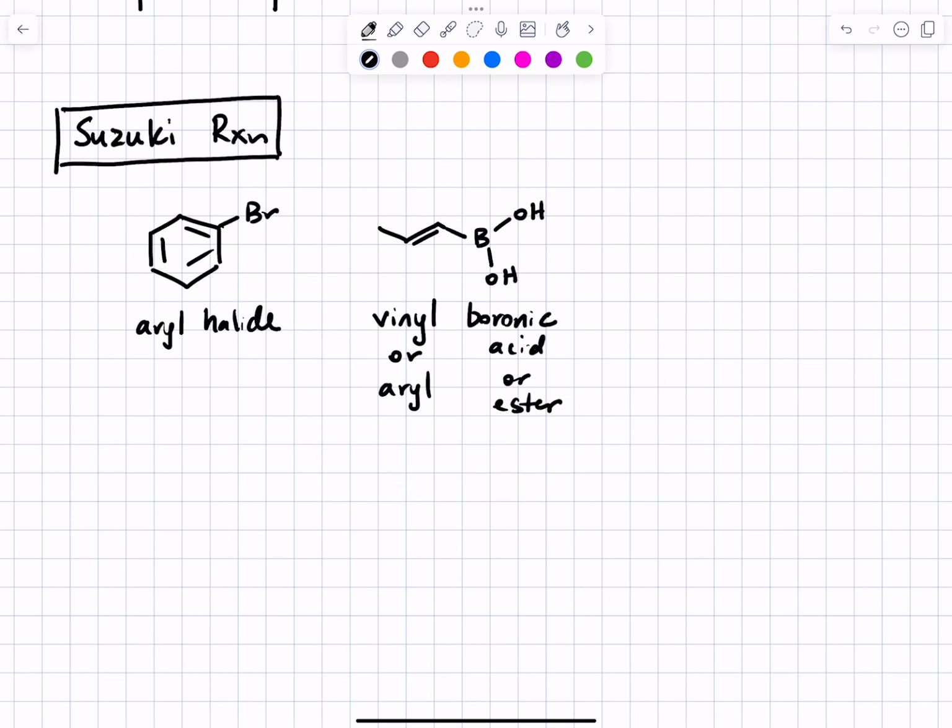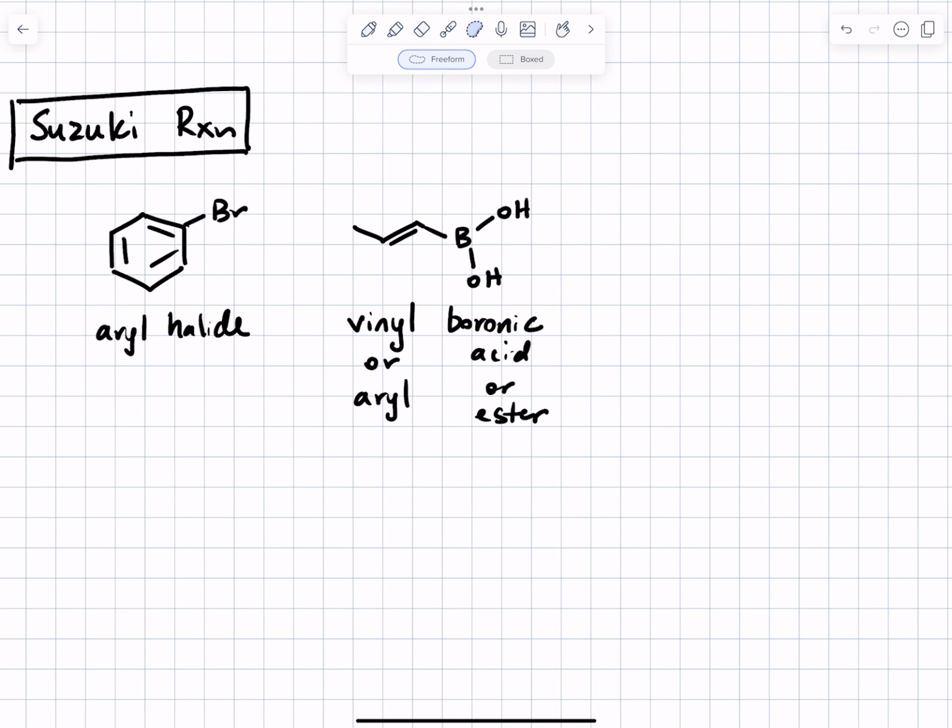Boronic refers to boron, probably clear. What I've drawn here is a vinyl, that's the vinyl group, and then this group here, an R group attached to a boron, where the boron's also attached to two other OH groups, is called a boronic acid. That's a new functional group. You've never seen it before today. It looks kind of like a carboxylic acid, only there's no carbon and there's no carbonyl. Those OHs are slightly acidic, which is why it's called a boronic acid.